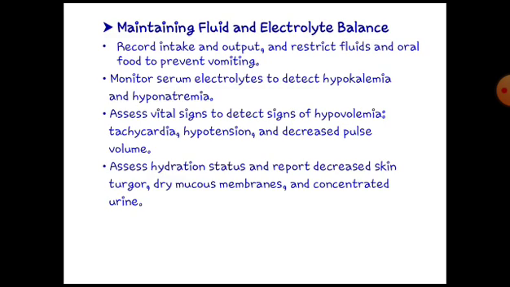Maintaining fluid and electrolyte balance: record intake and output, and restrict fluids and oral food to prevent vomiting. Monitor serum electrolytes to detect hypokalemia and hyponatremia. Assess vital signs to detect signs of hypovolemia: tachycardia, hypotension, and decreased pulse volume. Assess hydration status and report decreased skin turgor, dry mucosal membrane, and concentrated urine.